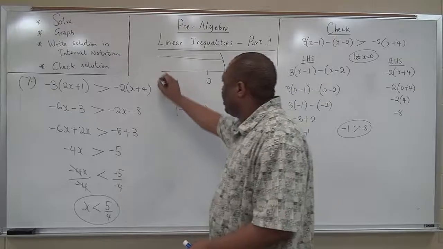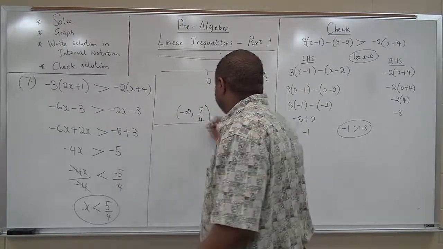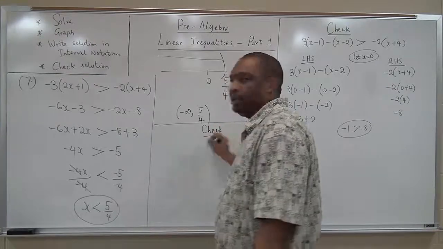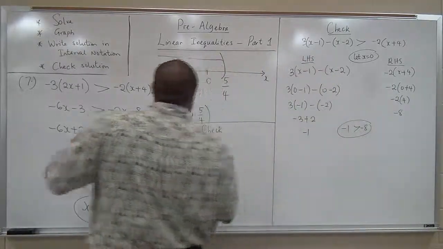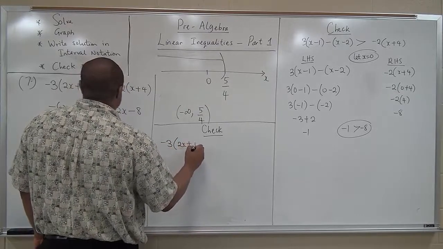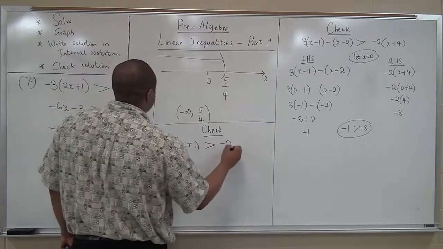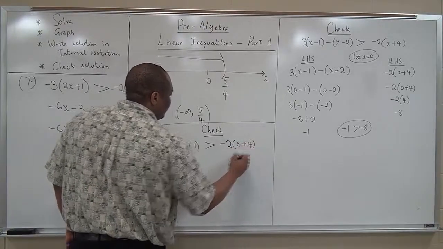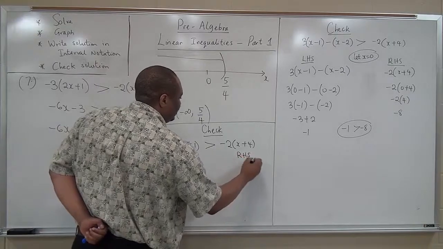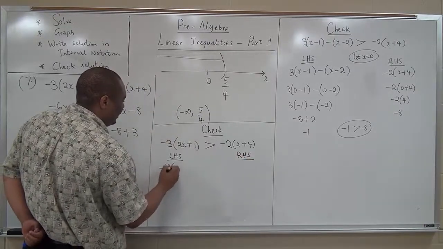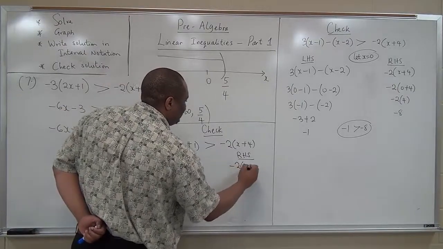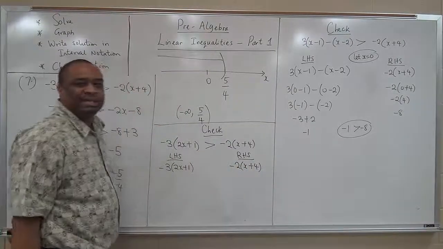And what's the next thing you do? You check. Check your work. We write the main problem, negative 3 times 2x plus 1 greater than negative 2 times x plus 4. Our left-hand side is negative 3 times 2x plus 1, and right-hand side is negative 2 times x plus 4. What do we choose as our x?